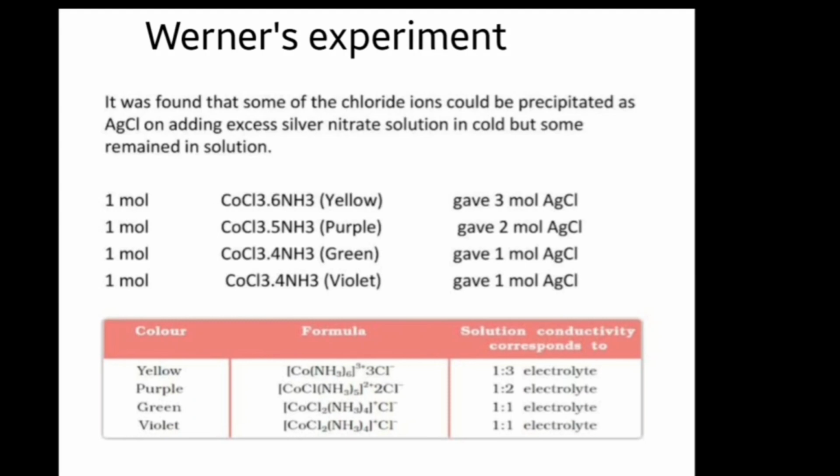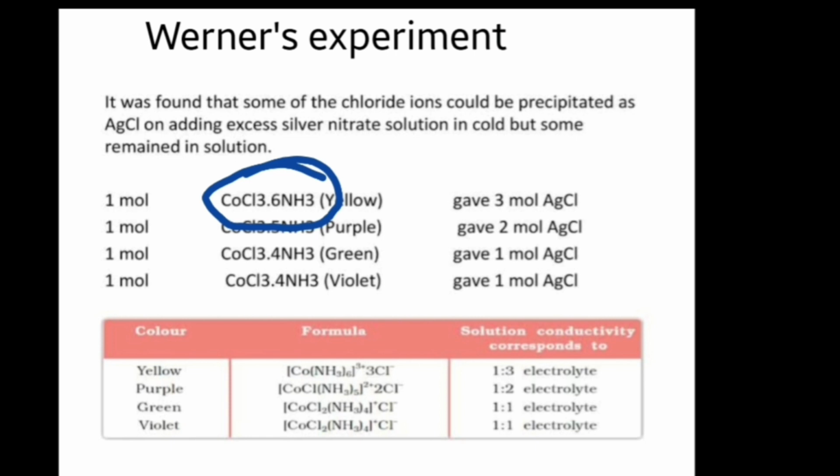Okay, so let's see what is Werner's experiment. How did he find the structure of these coordination compounds? Before he started his experiment, he knew the formula of the compound. They knew the formula, but they didn't know the structure, that is, how these three chloride ions and these ammonia molecules are bonded to this cobalt. They didn't know the structure.